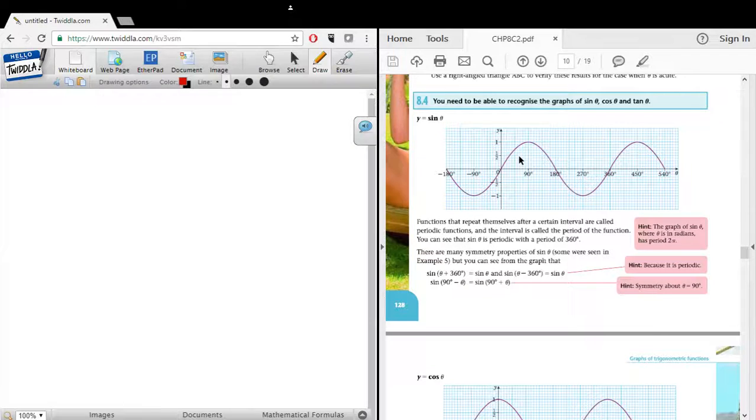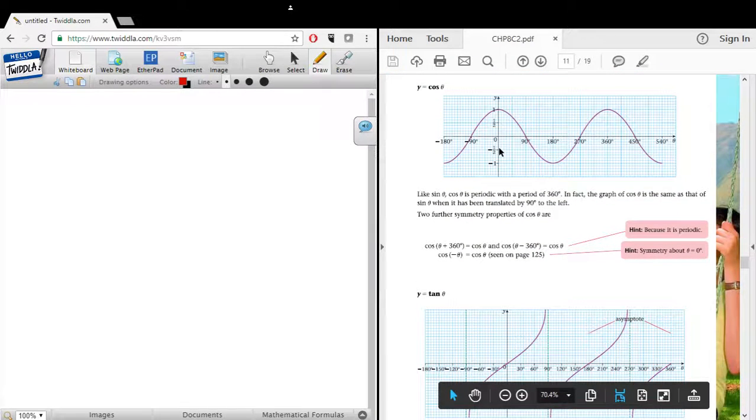So it's important to also appreciate that this is another way of writing that it's periodic. So sine of theta plus 360 equals sine theta, and sine of theta minus 360 degrees equals sine theta. And likewise, sine of 90 degrees minus theta equals sine of 90 degrees plus theta, and that's because there's a symmetry about theta equals 90. So here where theta equals 90, you can see on the right hand side you have exactly what is demonstrated on the left hand side.